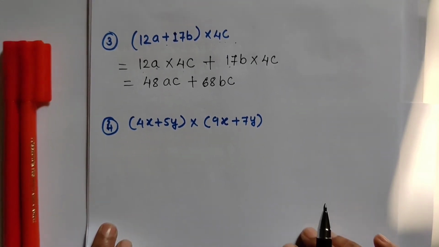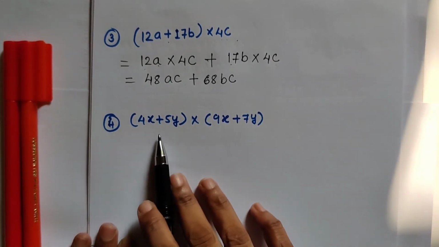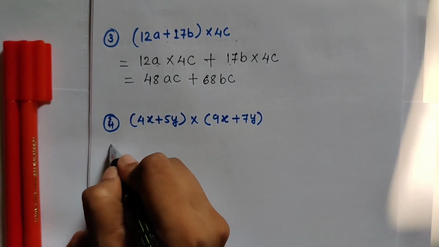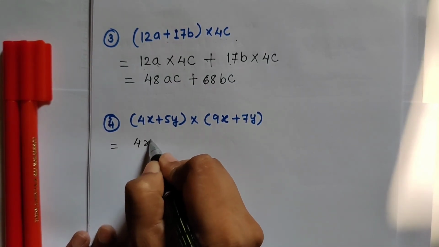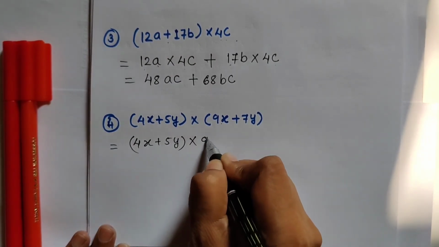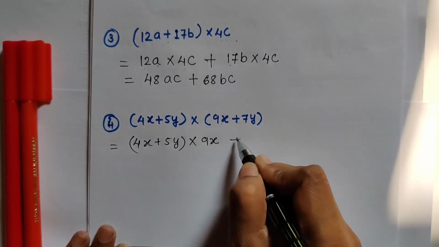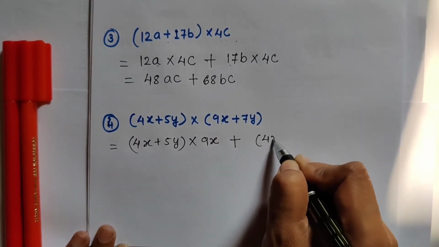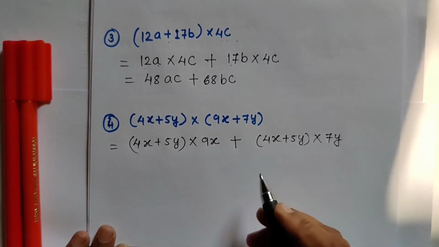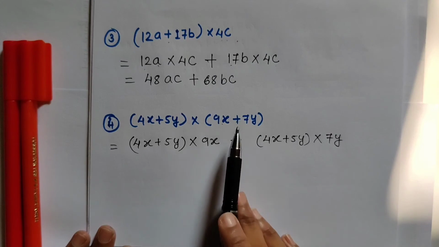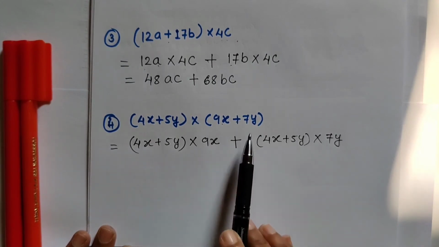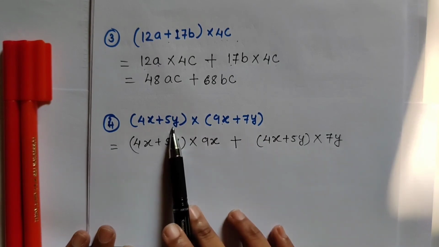Now let us see the fourth sum. In the fourth sum there is a multiplication of two binomials. So what do we do, we write the first bracket multiplied by the first term of the second bracket, then plus sign is there, write plus sign. Again the first bracket multiplied by the second term of the second bracket. You can do vice versa also. That means the second bracket multiplied by the first term of the first bracket and plus the second bracket multiplied by the second term of the first bracket.